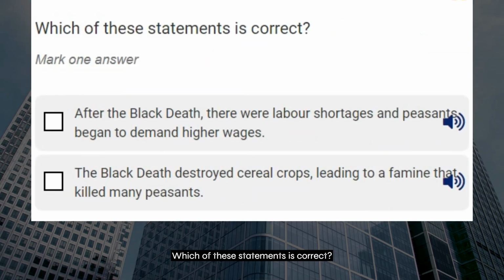Which of these statements is correct? After the Black Death, there were labor shortages and peasants began to demand higher wages. The Black Death destroyed cereal crops, leading to a famine that killed many peasants. Correct answer, after the Black Death, there were labor shortages and peasants began to demand higher wages.